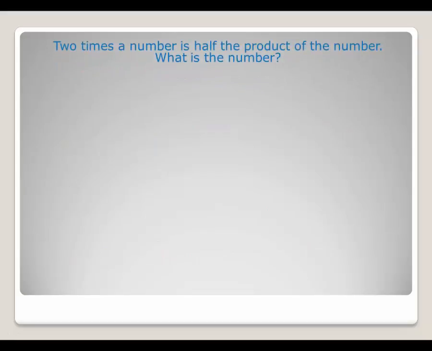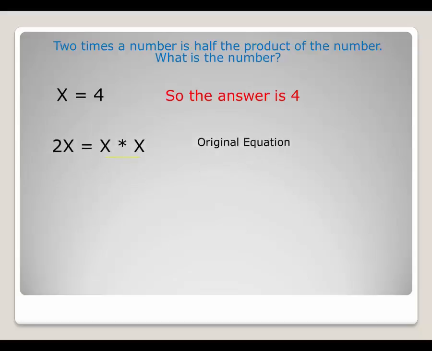Great. Now here is the question. 2 times a number is half the product of the number. What is the number? And we have just seen that the answer is 4. x equals 4 is what we get as an answer. Therefore, what we need to do now is to plug that 4 into the original equation so that we can prove that the answer is indeed 4.